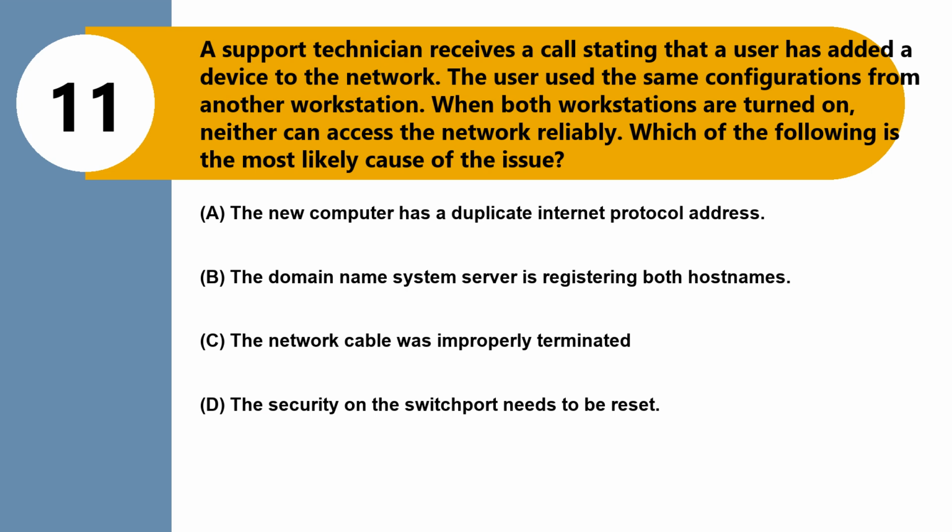The user used the same configurations from another workstation. When both workstations are turned on, neither can access the network reliably. Which of the following is the most likely cause of the issue? Option A. The new computer has a duplicate Internet Protocol address.